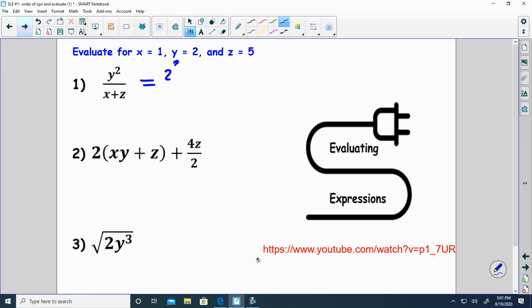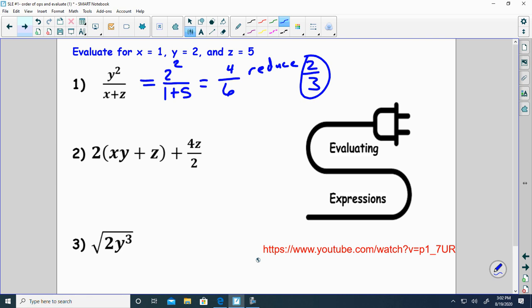So I have 2 squared on top. And then on bottom, I have 1 plus 5. On top, I have 2 squared, which is 4. On bottom, I have 1 plus 5, which is 6. And then we should look to reduce. 4 over 6 reduces to 2 over 3.